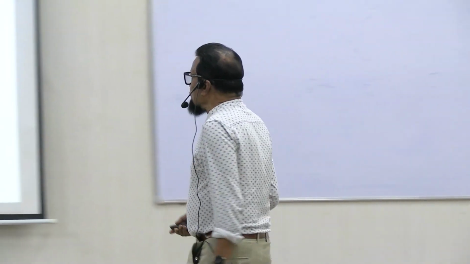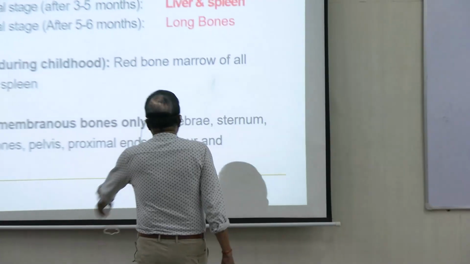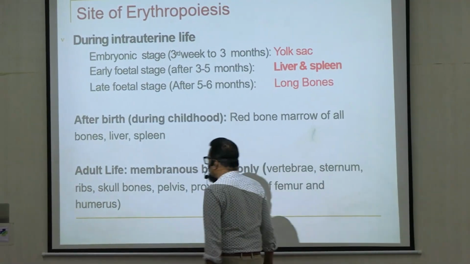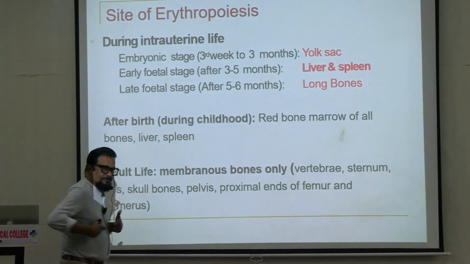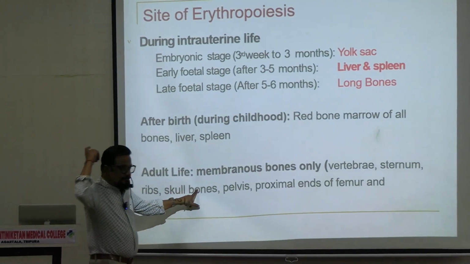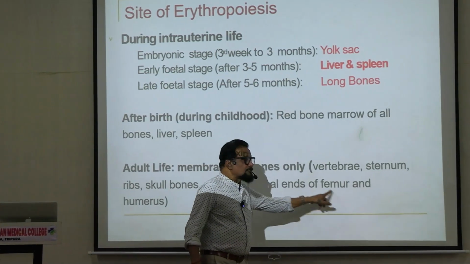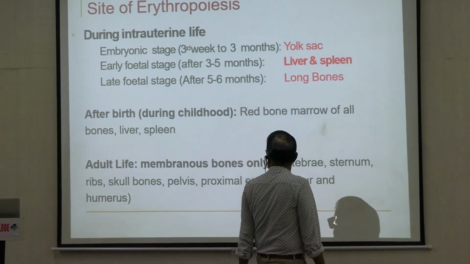So in adulthood, not all bones, only the membranous bones can produce erythrocytes. What are these membranous bones? Vertebra, sternum, ribs, skull bones, pelvic bones, proximal ends of femur and humerus.